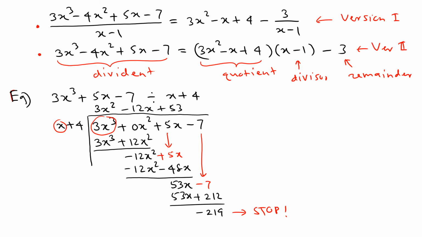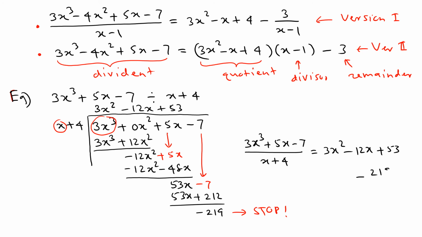So that means if you divide 3x cubed plus 5x minus 7 by x plus 4, you get 3x squared minus 12x plus 53 minus 219 over x plus 4. That's what you get.